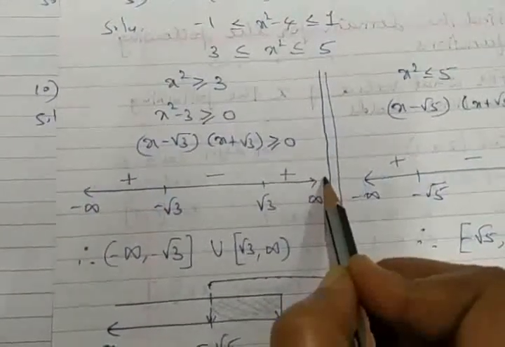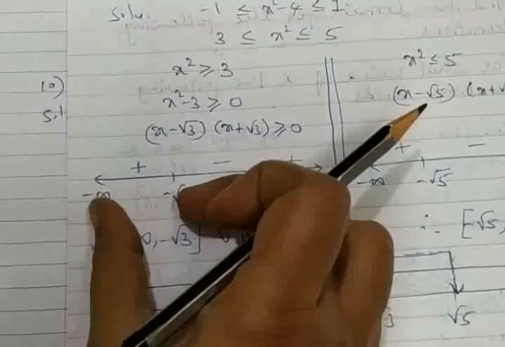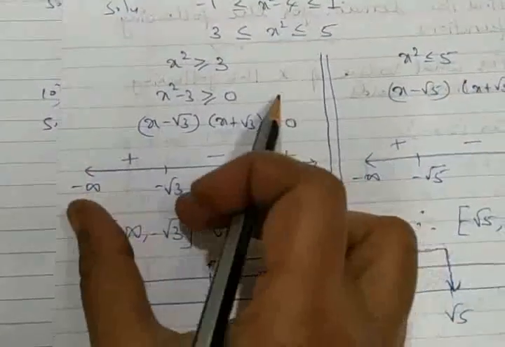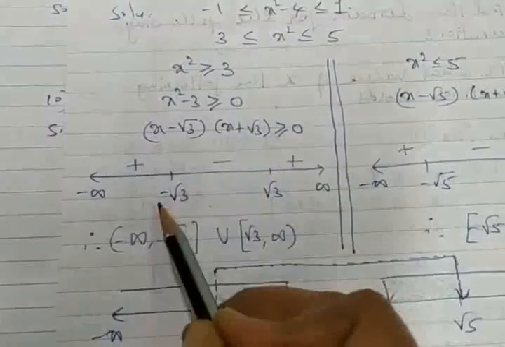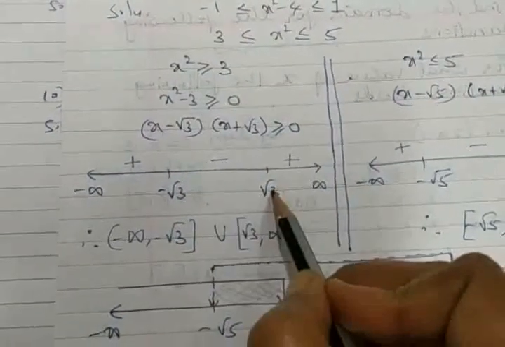Okay, so I have the various intervals now. This is one zone. Why am I declaring this zone? Because for equal to 0, I am getting minus root 3 and root 3 as points.